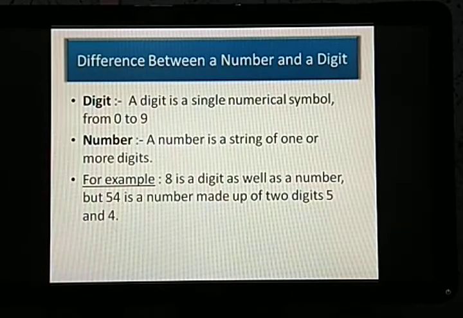So for example, you can see 8 is a digit as well as a number, but 54 is a number made up of two digits, 5 and 4. So 8 lies between 0 and 9, so definitely it is a digit as well as a number. But 54, we can't call 54 a digit. We have to call it a number because it is made up of two digits, 5 and 4. So I hope this is clear to you now: what is a digit, what is a number, and what is their difference.